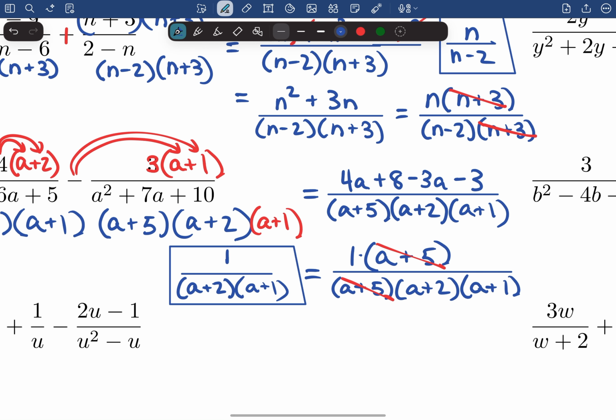Great. So sometimes students think, hey, I canceled that a plus 5, and there's nothing left in the numerator, so that's a 0. No, no, no, no, no. There is an invisible factor of 1 always when you cancel terms. Great.